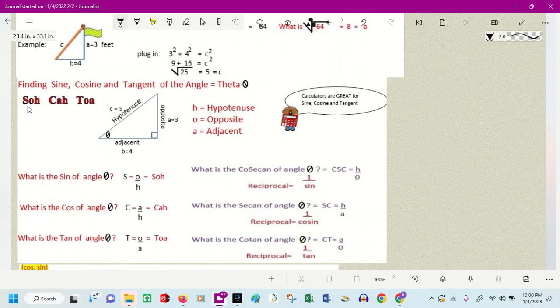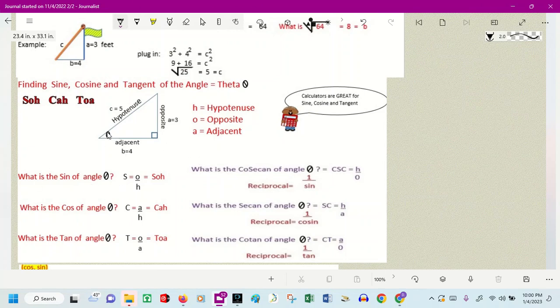You've heard of the word SOHCAHTOA. Very simple way to remember. What is the sine of an angle? It is the opposite over hypotenuse. C is cosine. Cosine is the adjacent over hypotenuse. And tangent is the opposite over adjacent, as you can see them right here.